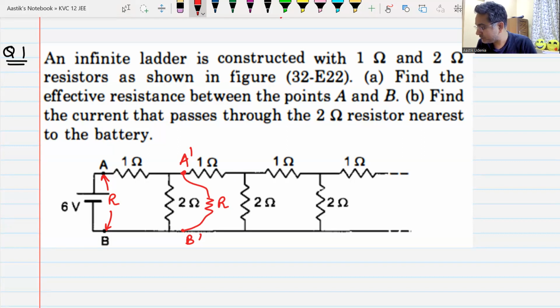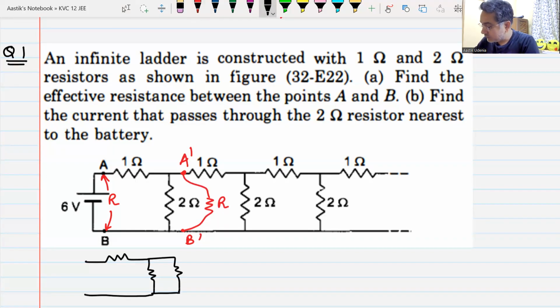Yes or no? Because if I just remove one branch, that is not going to make much of a difference. Now if I draw the remaining circuit, it would look like this. So this is 1 ohm, this is 2 ohm, and this is going to be R.